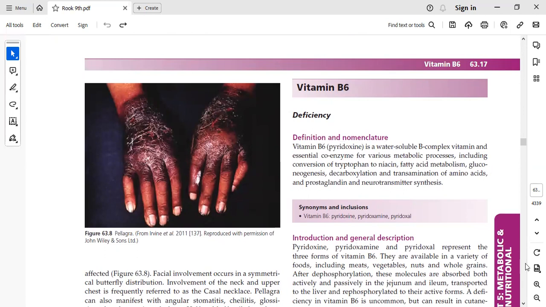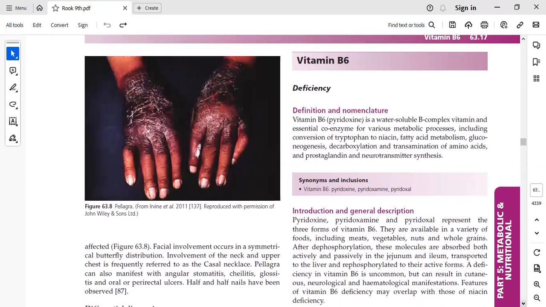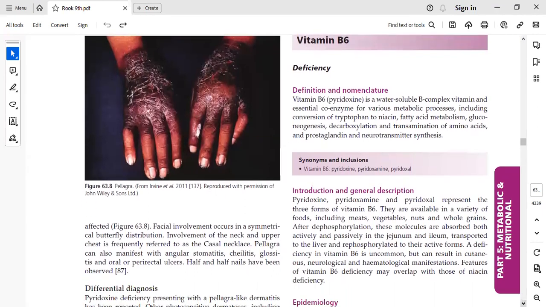Vitamin B6, also known as pyridoxine. It is available in three forms: pyridoxine, pyridoxamine, and pyridoxal, as you can see over here. Now, it's an essential coenzyme for the conversion of tryptophan to niacin. Hence, the presentation in deficiency of vitamin B6 is going to be pellagra-like, because it acts as a coenzyme for conversion of tryptophan to niacin. There's going to be decreased niacin, and again, pellagra-like dermatitis is going to be there in pyridoxine deficiency as well.